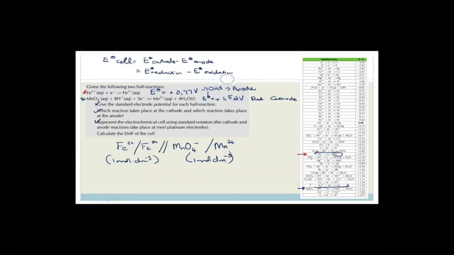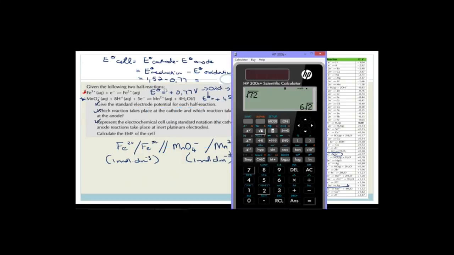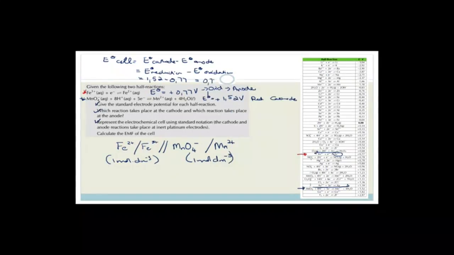Okay, so what did we say? We said that the anode was 0.77, but the cathode was 1.52. So that's 1.52 minus 0.77, which equals what? Let's get out our calculators and work that out. 1.52 minus 0.77 equals 0.75 volts. So therefore, the EMF of the cell is 0.75 volts.